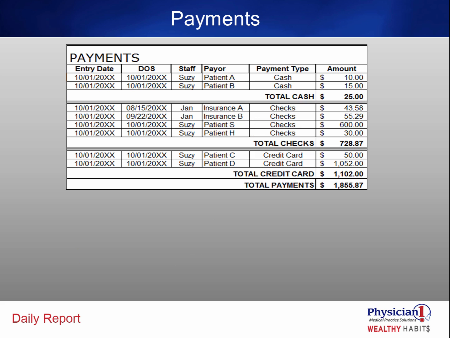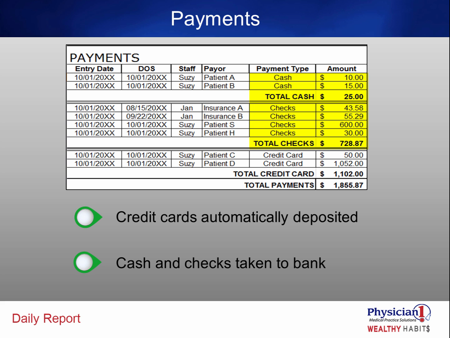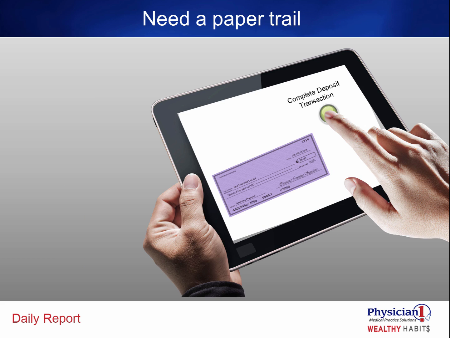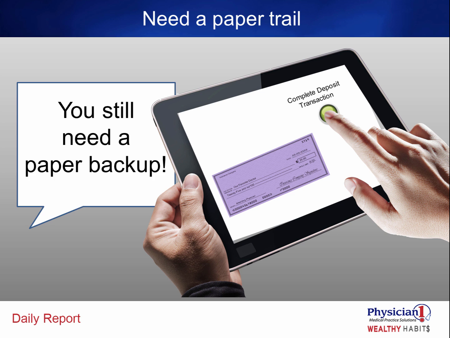Payments consist of cash, checks, and credit cards. Credit cards are automatically deposited to your bank account daily. And of course, cash and checks are taken to the bank. You may have newer technology that allows you to deposit checks remotely, and then only cash is taken to the bank. If you are completely electronic, you still need to have a paper process in place should your electronic systems fail.